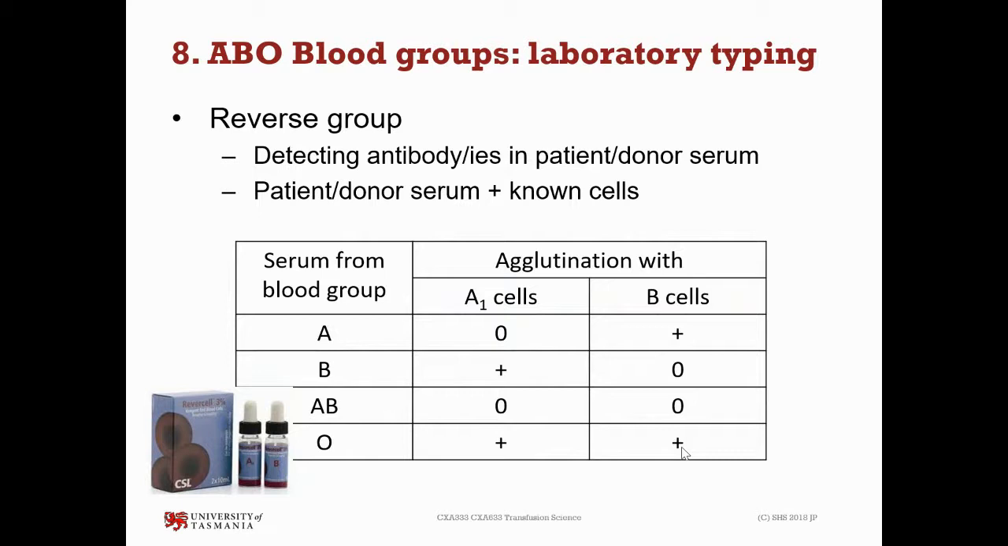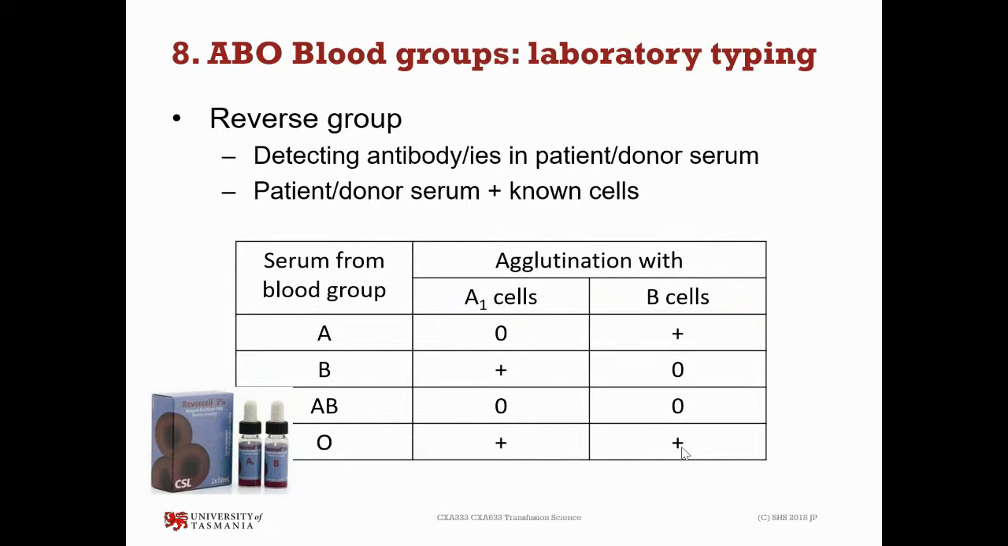We only ever do a reverse group check when we are determining the ABO blood group of our patients. Further on in the semester, in week 4, we really start learning about other blood groups.